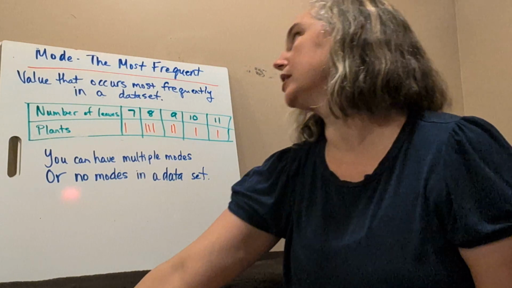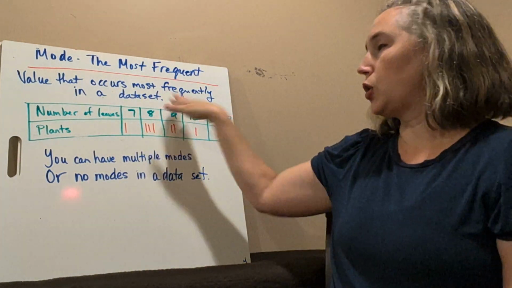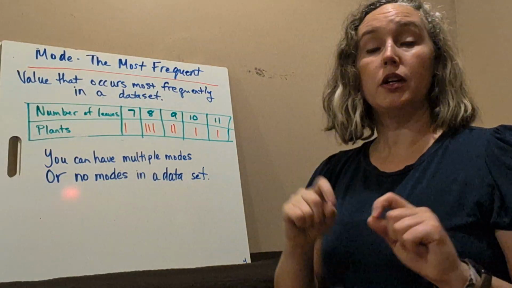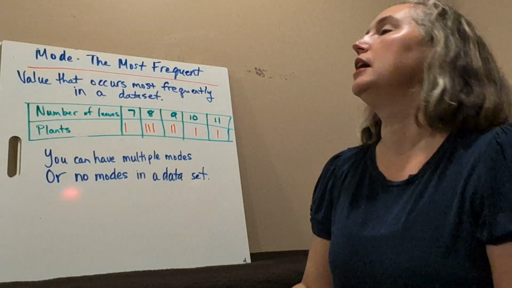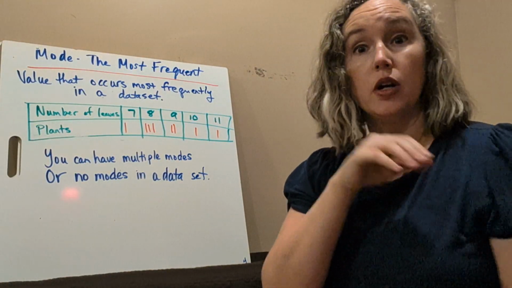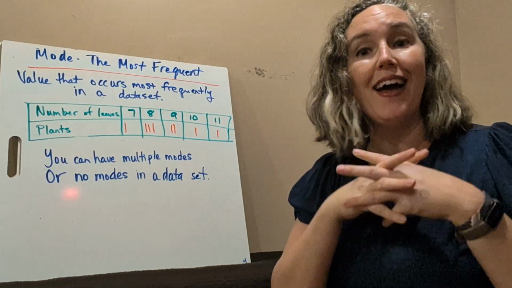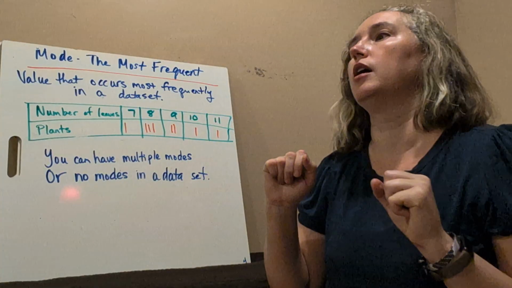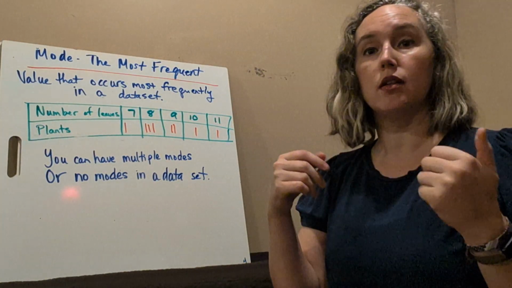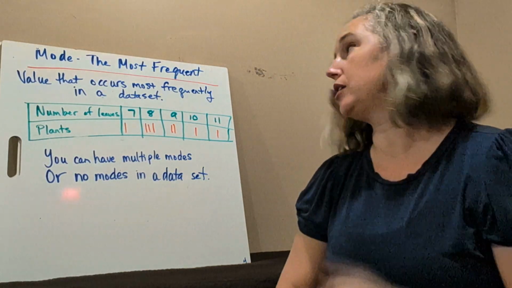Next, we have mode, the most frequent. This is the quote from the formula sheet: the value that occurs most frequently or most often in a data set. One thing I encourage you to do is go through that whole formula sheet, and if there are words like frequent that you're not familiar with, just look it up now before the exam so that you are prepared for that.